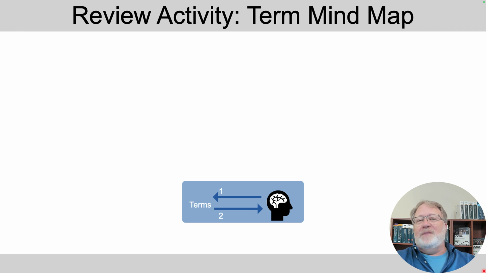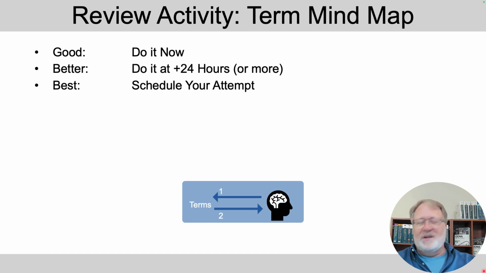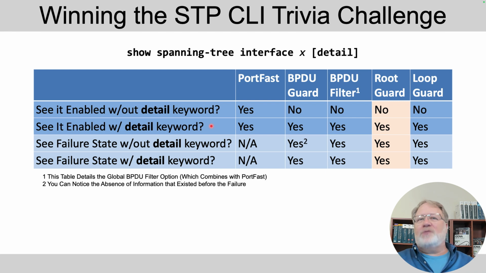As a review activity, I've got a terminology mind map set up for you. It's definitely an activity. As always, the activities are better if you'll do it sometime. If you know you're only going to do it if you do it right now, do it right now. But it's better for you if you'll kick it out a day or two, and even better if you'll schedule it in your calendar so you don't forget to do it. All right? And so it's a terminology mind map. That means I give you one term to start it. Big shock. The one term is root guard, so you'll make your map based on expanding ideas from the main topic of the video. Last up, how do you get through all the show command output?